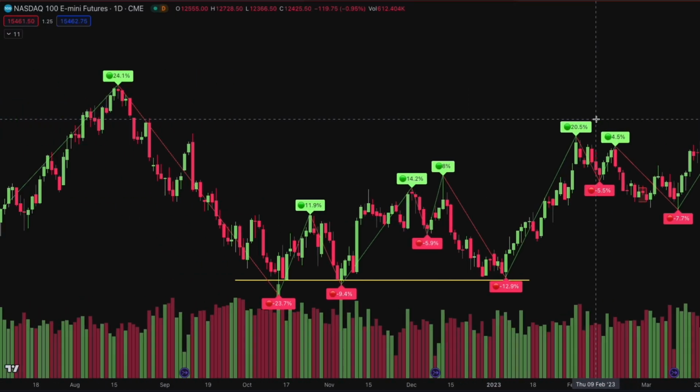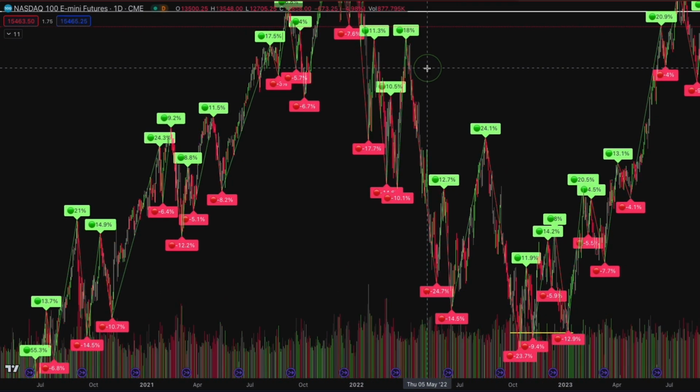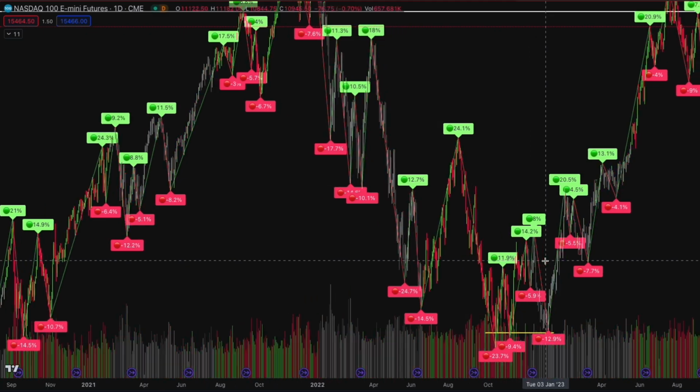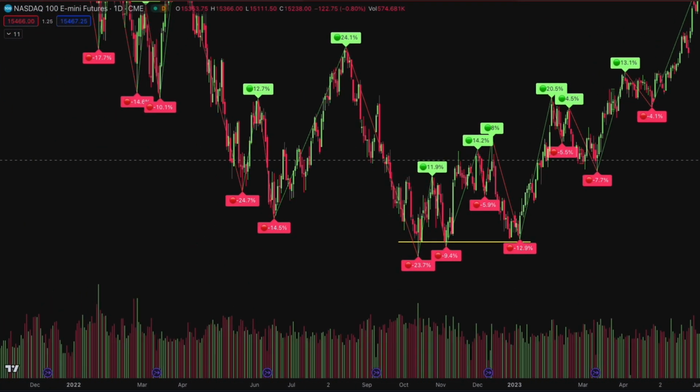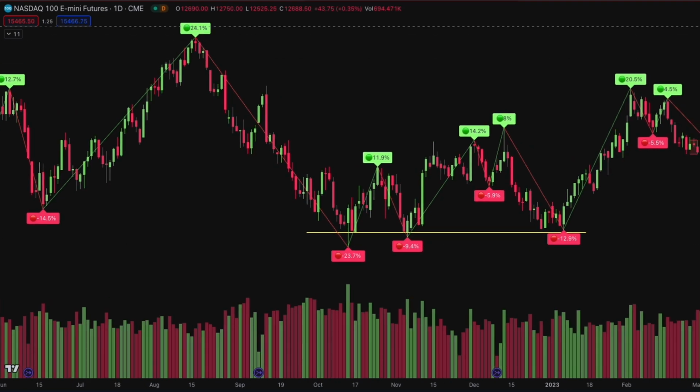Step 1. Identify a strong trend. Look for a stock that has been trending strongly in one direction for a while. It could be an uptrend with higher highs and higher lows, or a downtrend with lower highs and lower lows. For this example, let's focus on a downtrend. But remember, everything is the same, just inverse for an uptrend.